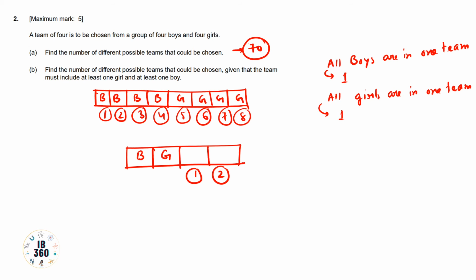This is very easy. In this way we can do this problem without any separate combination process, just from the first problem. So ultimately the answer is 70 minus 1 minus 1, because in one team all boys are there, in one team all girls are there, and in the rest of the teams at least one boy and at least one girl are there. So 70 minus 2, the answer is 68. In this way this problem is also done.